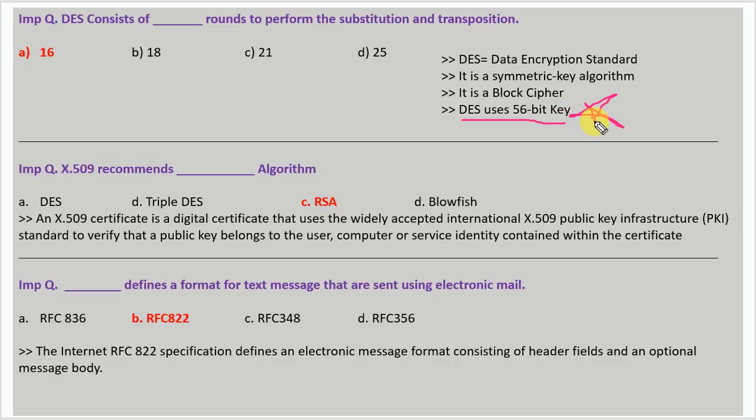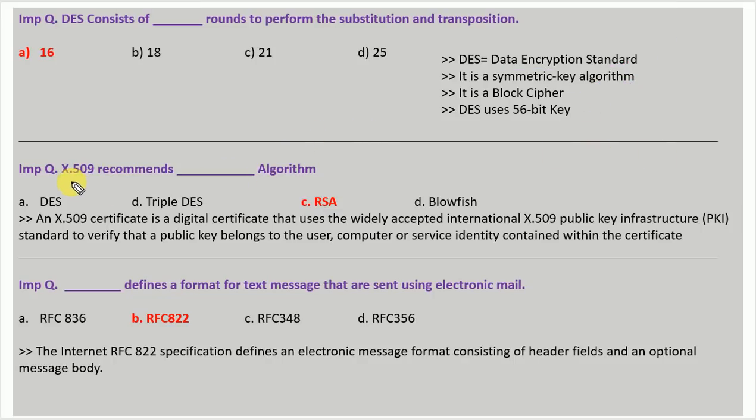What is the key size length of DES? It is 56-bit, not 64-bit. Okay, it's 56-bit. And the full form and block cipher. These all four are very, very important points. And as I've told, we have already discussed a lot of stuff and a lot of concepts related to the DES algorithm. So please go and watch that video. That will be very useful for your upcoming examination.